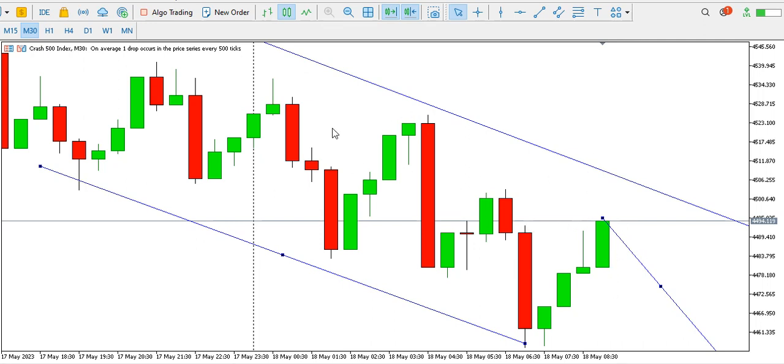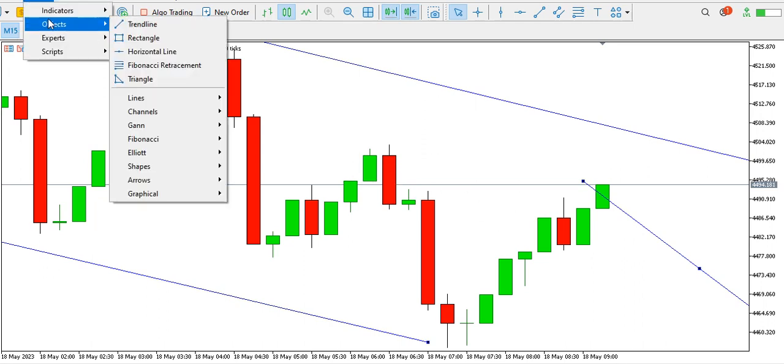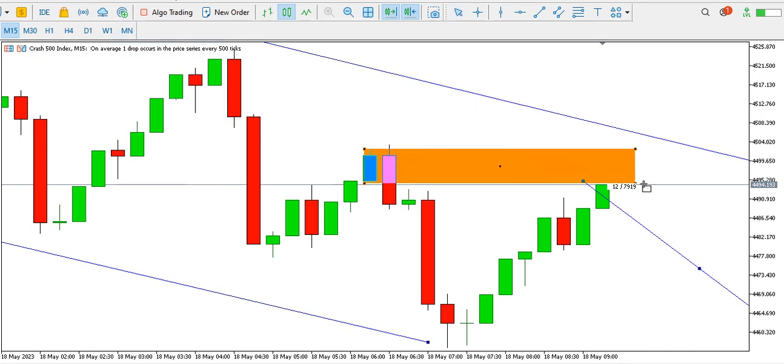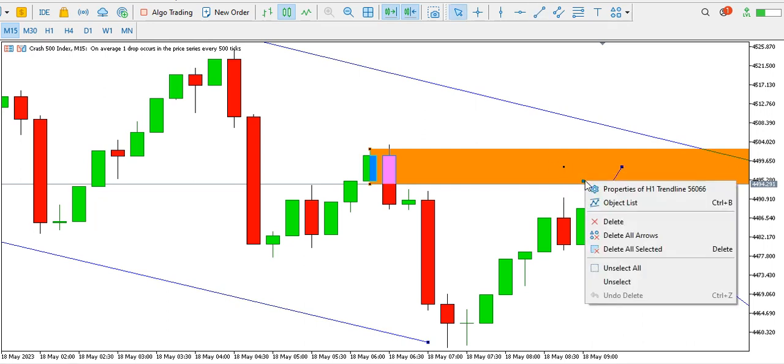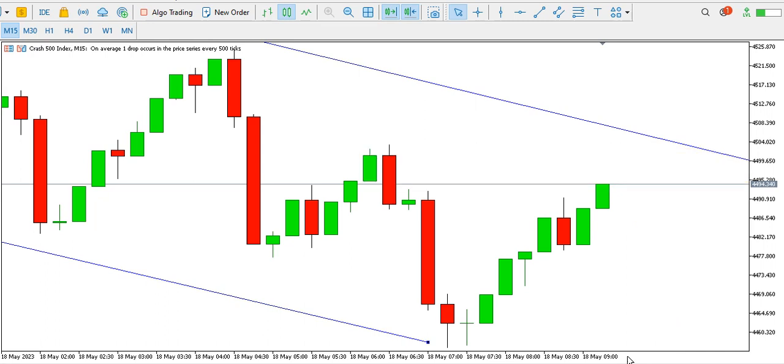On the 15-minute time frame, price is trying to recover, but price is currently at this order block. So this is a resistance area. We might see price poking into the resistance area a bit more, before price will drop. And if it's going to drop downward, look for selling opportunities on Crash 500 index.